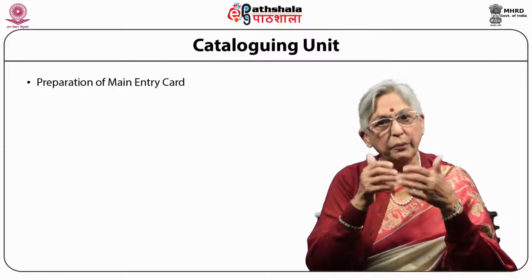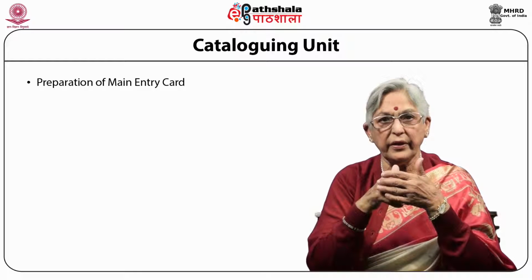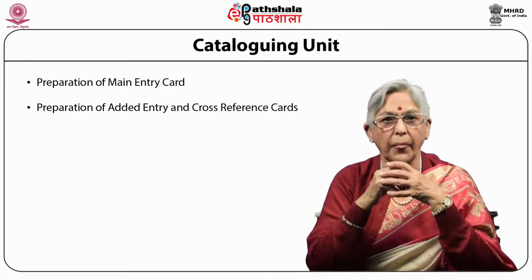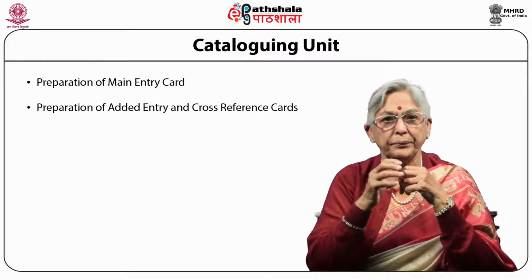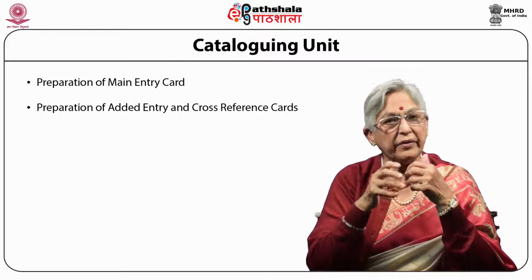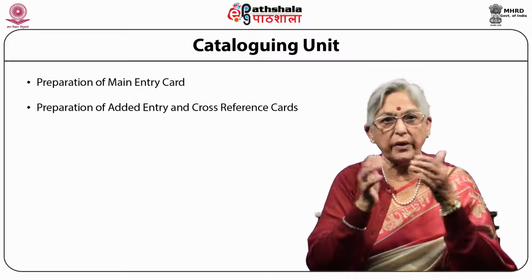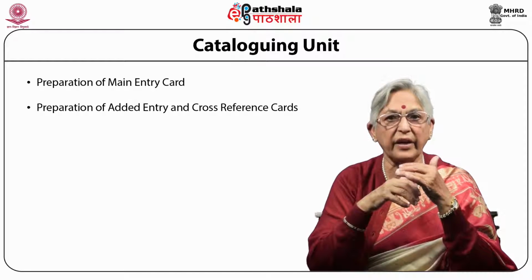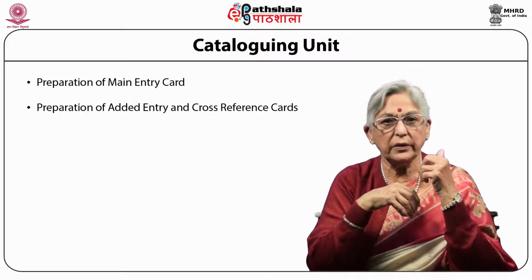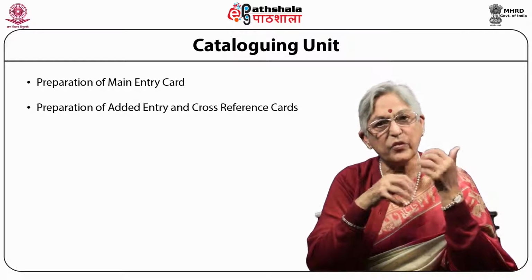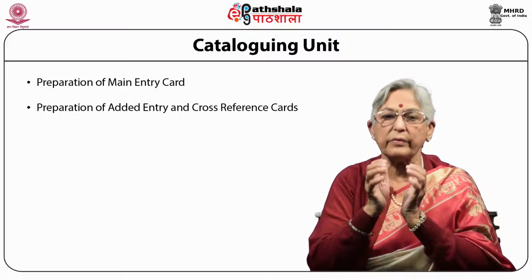On the back of the main card, information is written about added entries and cross references. Added entry cards contain briefer information than the main entry card. In case of the unit card system, duplicate copies of the main cards are made, and the heading of each added entry is written on top of the copy of the main card. And the shelf list is a duplicate copy of the main card. For each book, one shelf list card is made.